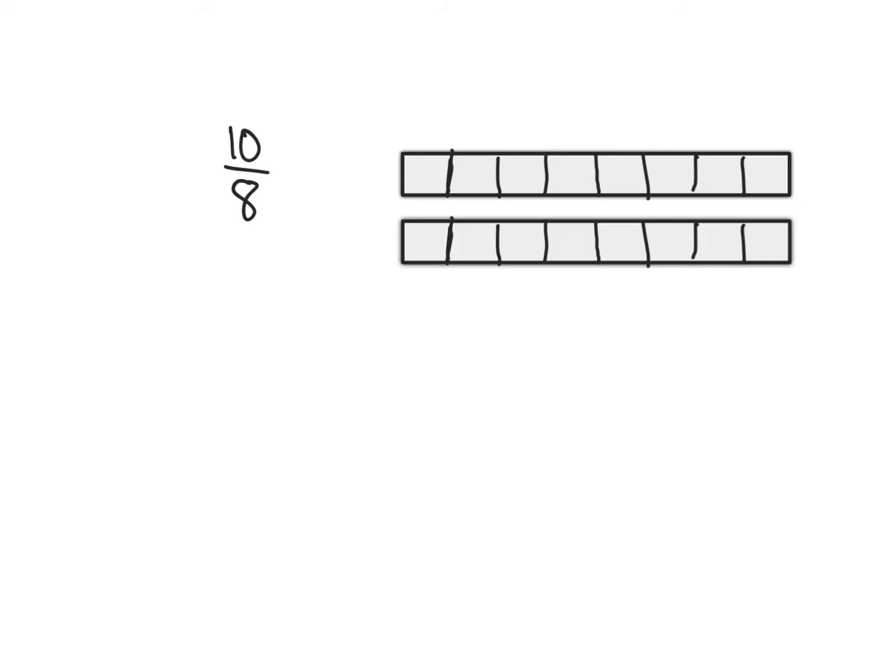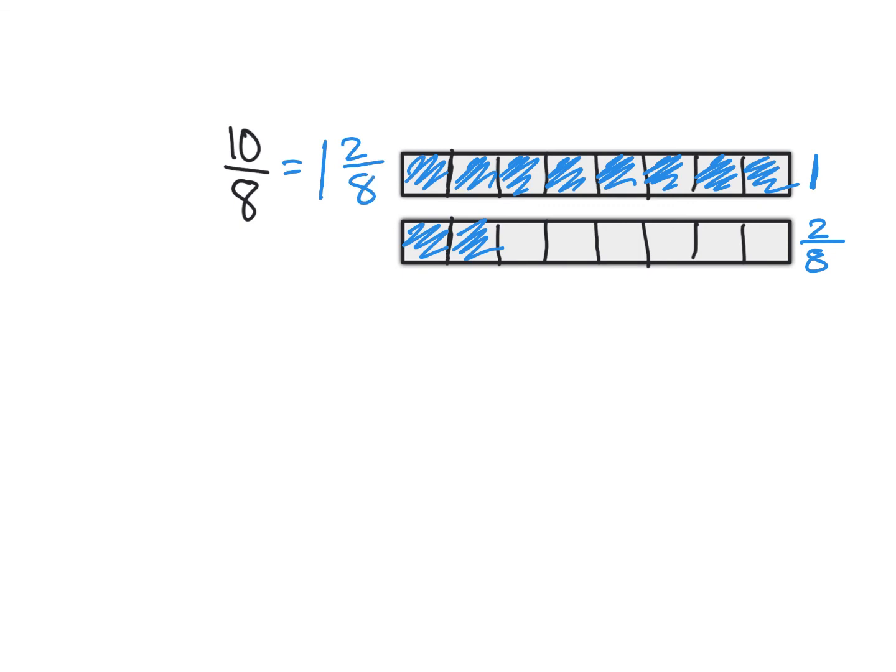So now I have pieces. I'm going to shade in 8 pieces in my model. You always want to shade in one whole first. So 1, 2, 3, 4, 5, 6, 7, 8, 9, 10. So I have 10/8 shaded in here. And now we just figure out what this is in addition to 10/8. So over here, I've got one whole, so I can call this one whole. And in this picture down here, I have 2/8. So 10/8 is equal to 1 2/8.